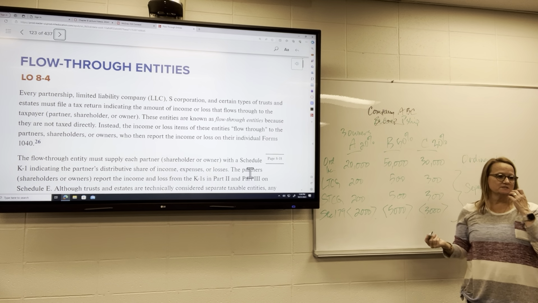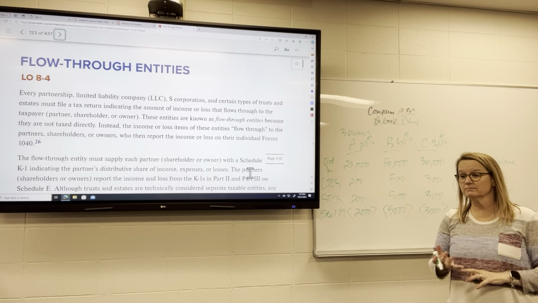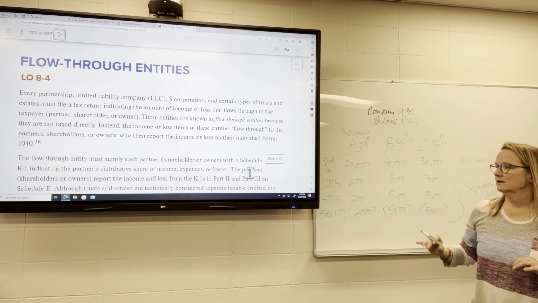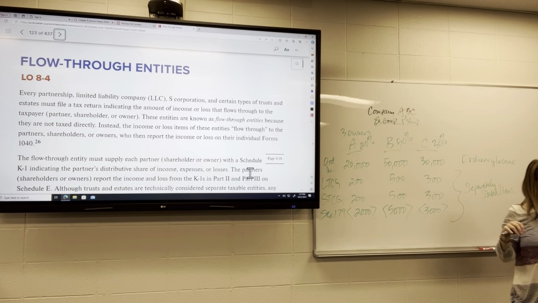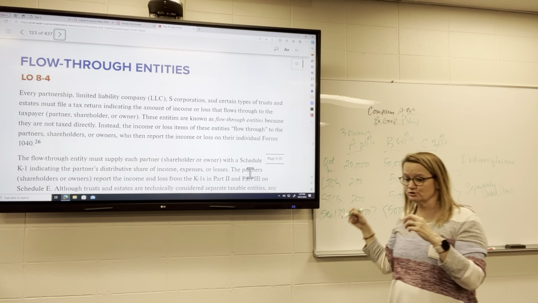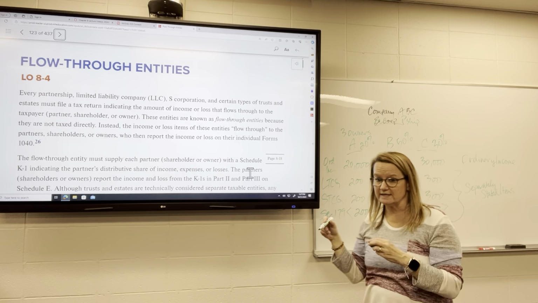Other types of separately stated items: rent income, royalty income, any type of income that is different from what would be ordinary income, okay? And it's going to be reported on a form that's called a Form K-1. I'll show you what that looks like.